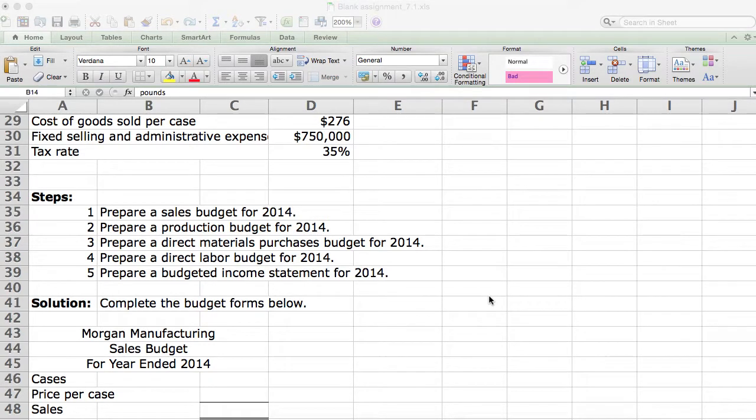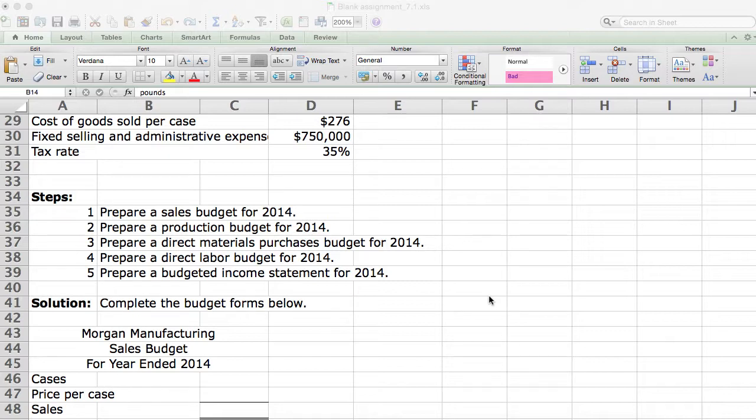Everyone, I want to walk you through assignment 7.1. This is one of the more challenging assignments that we have in the course, but probably one of my favorites. It's very important as we go through this assignment that you are really providing that attention to detail. All of the information that you're going to need to fill out each of these forms is provided. So it's really just a matter of understanding exactly what it's asking for.